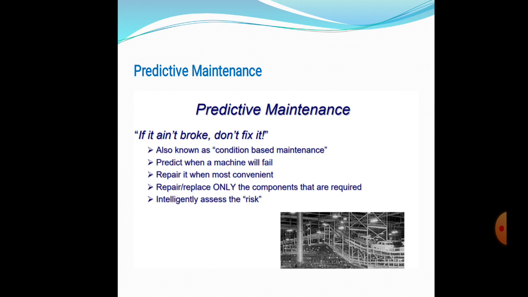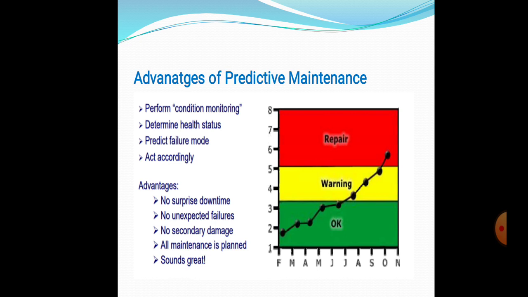Then predictive maintenance is quite an easy one. If it ain't broke, don't fix it. It is called condition based maintenance: depending upon the condition available at the time, you maintain. Predictive maintenance means we have to predict things. Predict when the machines will fail, repair it when most convenient, repair or replace only the components that are required, and intelligently assess the risk. These come under predictive maintenance. What are its advantages? Perform condition monitoring, determine the health status, predict the failure mode, and act accordingly.